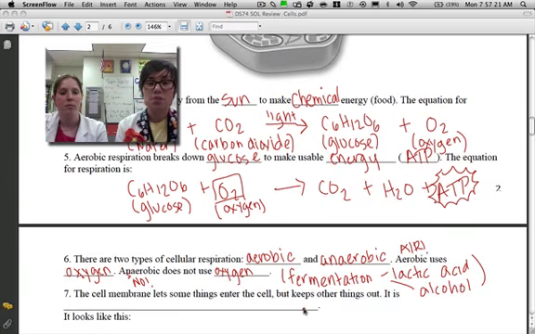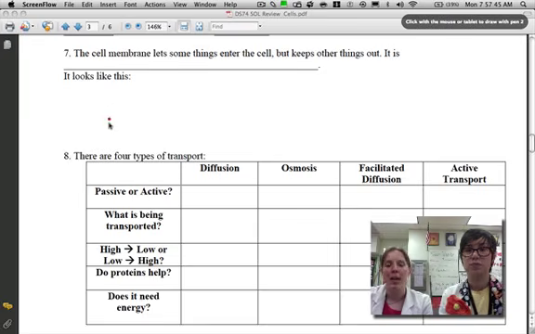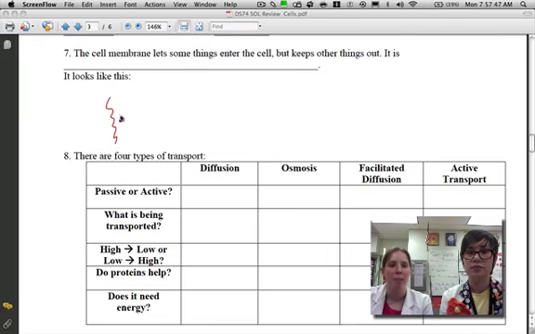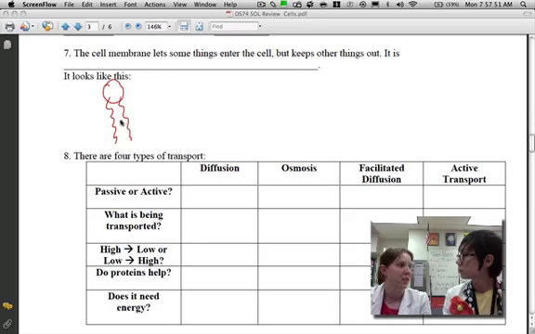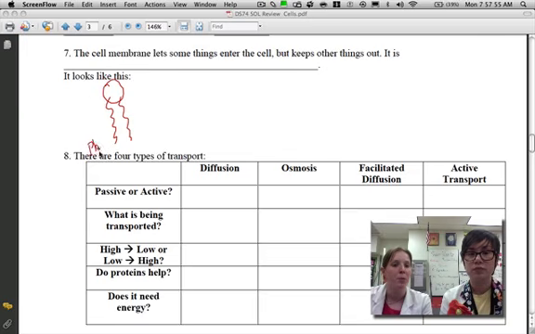All right, let's look at number 7. The cell membrane lets some things enter the cell but keeps other things out. It is selectively permeable. That's important. So remember, the cell membrane is made up of phospholipids, and they look like this. They've got two tails and a head. So let's just talk about a phospholipid, and then we'll jump into the whole membrane. So let me label this phospholipid. Do you want to tell us about these two parts? They have very different properties.